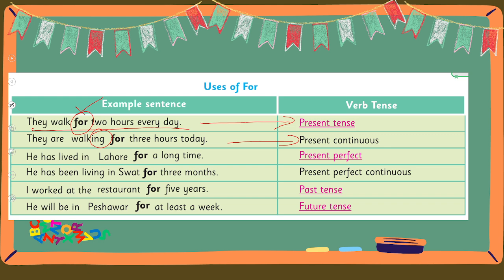For how long, if we want to tell the period, we will use "for" and say "for a long time." He has been living in Swat for 3 months. You can mention and change the duration. It could be a week, a day, hours, months, or you can also leave it unspecified. He will be in Peshawar for at least a week.